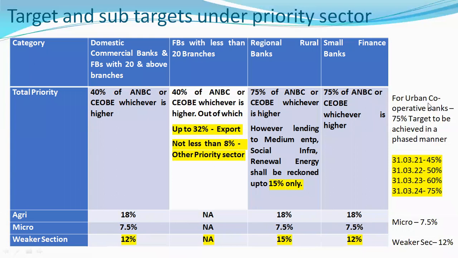Okay, and this we discussed for urban cooperative banks. So friends, whichever urban cooperative banks there are, they have to go for a 75% target in a phased manner. By 31st March 2021 they have to achieve 45%, 31st March 2022 they have to achieve 50%, 31st March 2023 they have to achieve 60%, and 31st March 2024 they have to achieve 75%. Okay, for them micro is 7.5% and weaker is 12%.